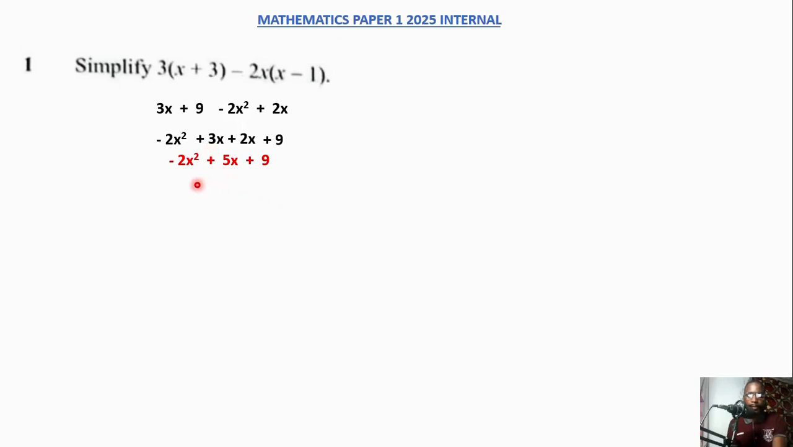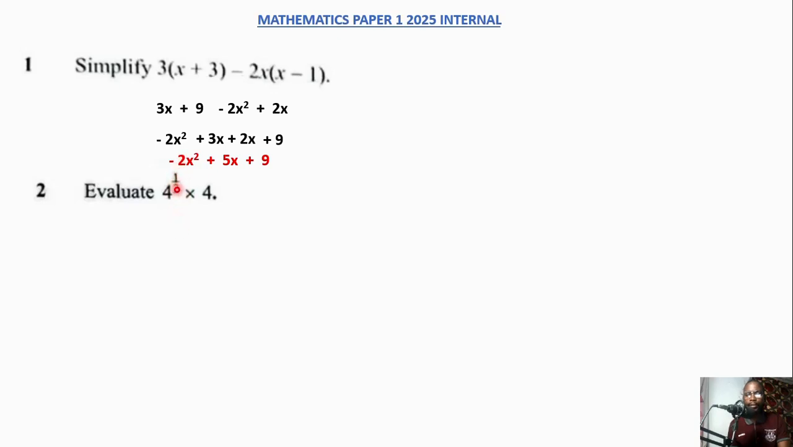Now let's go to the next question. The next question says evaluate 4 to the power 1 over 2, or 4 to the power half, times 4. What is the first thing we're supposed to do here? When you see such a question, the first thing you do is get rid of this power.